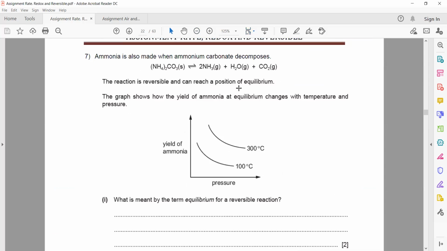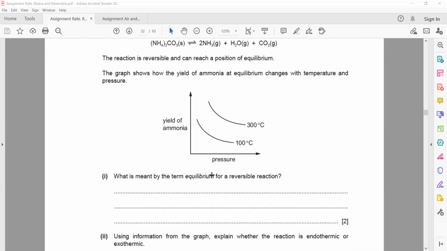Okay, in the next question, ammonia is also made by ammonium carbonate decomposition. Ammonium carbonate solid decomposes into ammonia plus water plus carbon dioxide. The reaction is reversible and can reach the position of equilibrium. The graph shows how the yield of ammonia at equilibrium changes with temperature and pressure. Yield means the amount of ammonia, the product basically. What is meant by the term equilibrium for a reversible reaction?